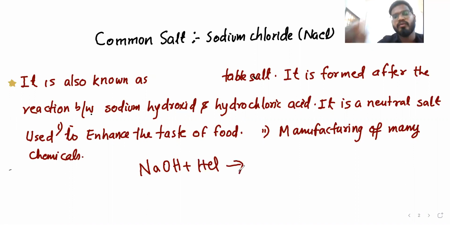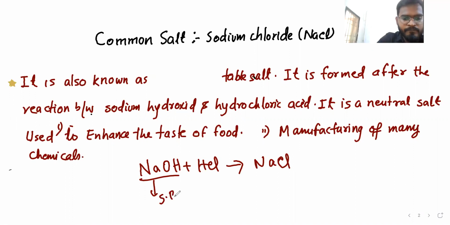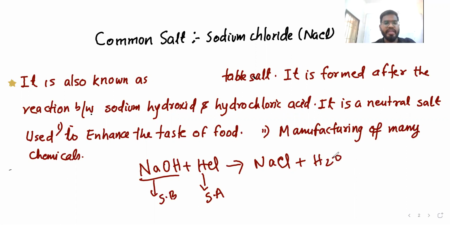Then what will it form? So obviously NaCl. See, strong base and strong acid, so the salt is going to be a neutral salt, obviously, and water. It is used to enhance the taste of food. Obviously, if you have not put salt in your food, it will not give a good taste, right? It is also used in the manufacturing of many chemicals. Let's see how we'll produce this NaCl.